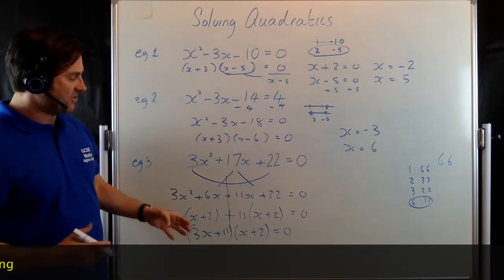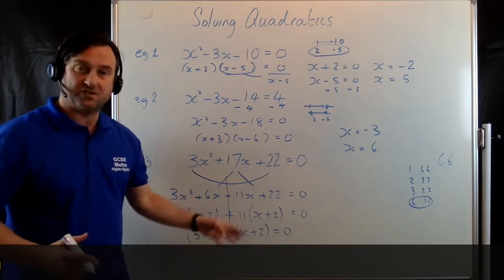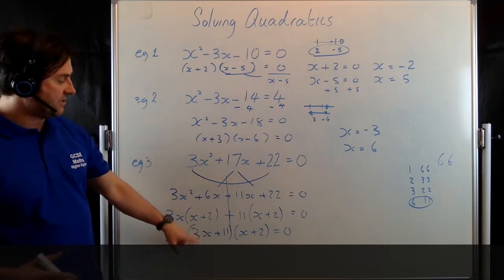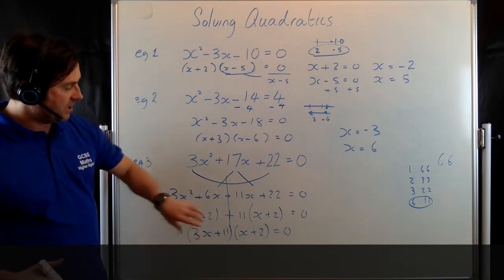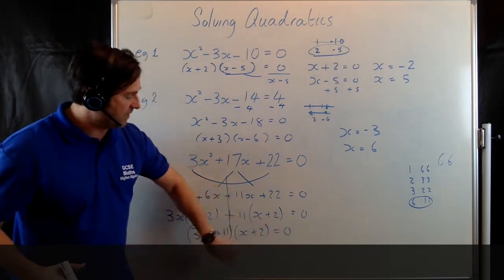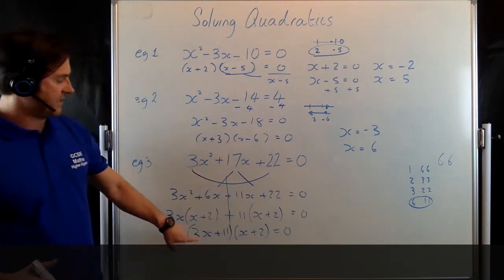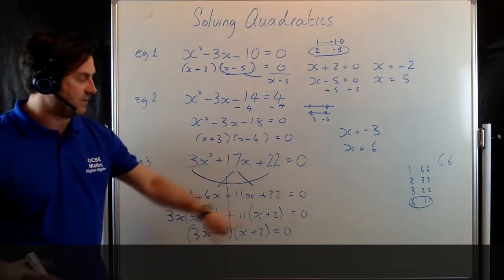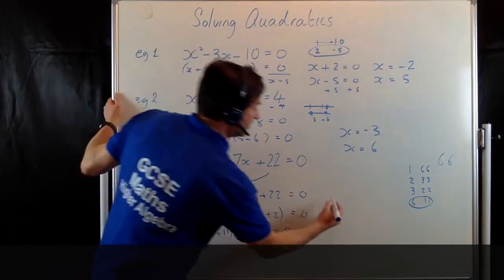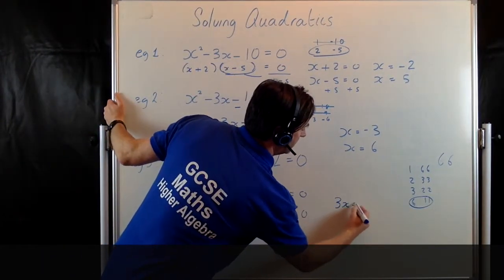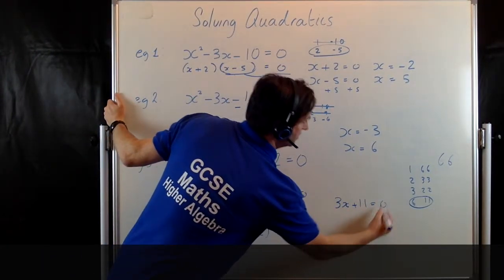Now this time, it's not just as simple as changing the signs here. I need to do these individually. So I could take the x plus 2, divide by x plus 2 on both sides, and that's going to leave me with 3x plus 11 equals 0. Let's look at that one first. 3x plus 11 equals 0.